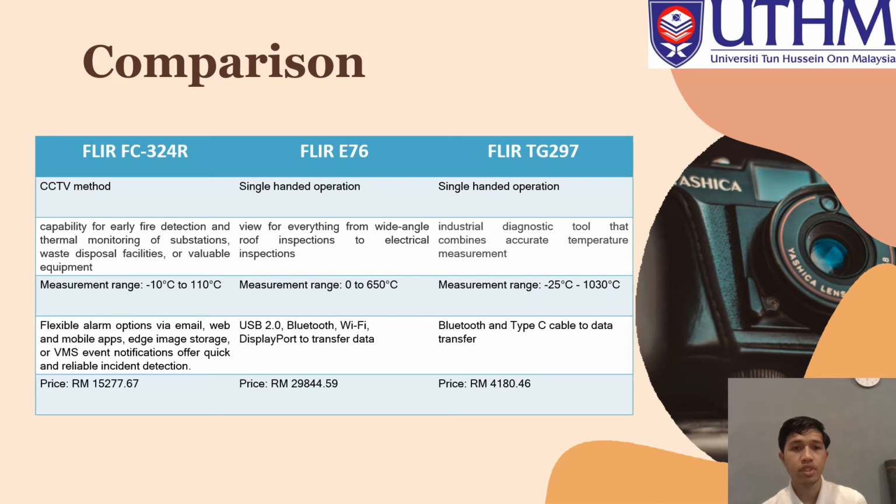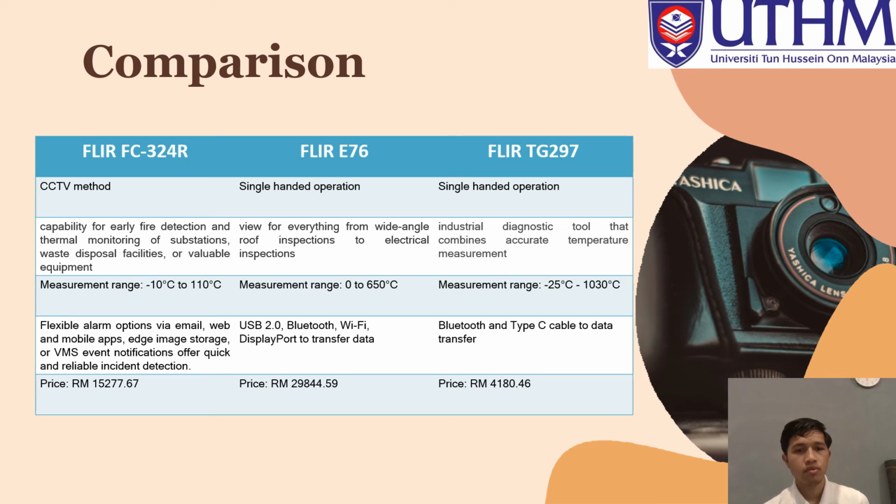For FLIR FC324R, the measurement range is -10 degrees to 110 degrees Celsius. And for E76, the measurement range is from 0 to 150 degrees Celsius. And for TG297, the measurement range is from -25 degrees Celsius to 1030 degrees Celsius.